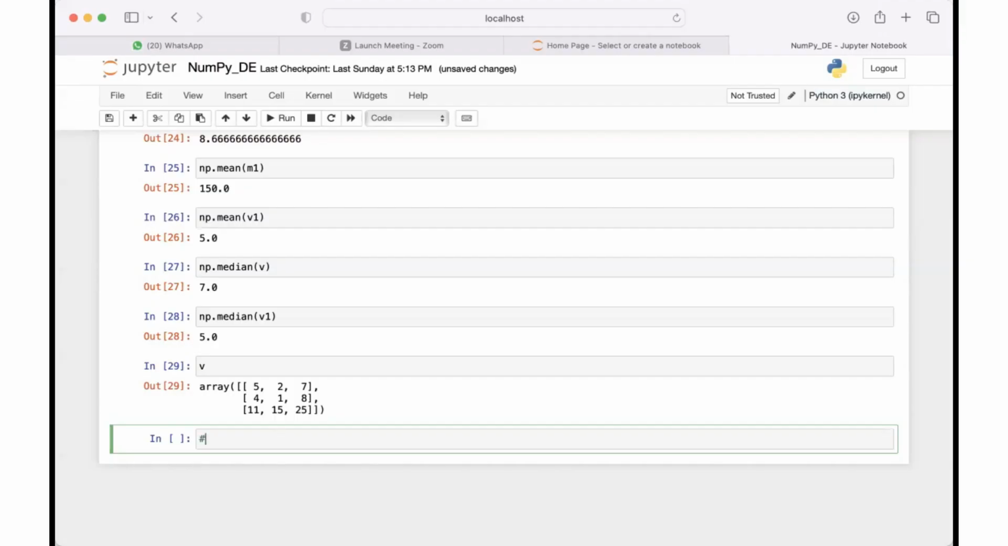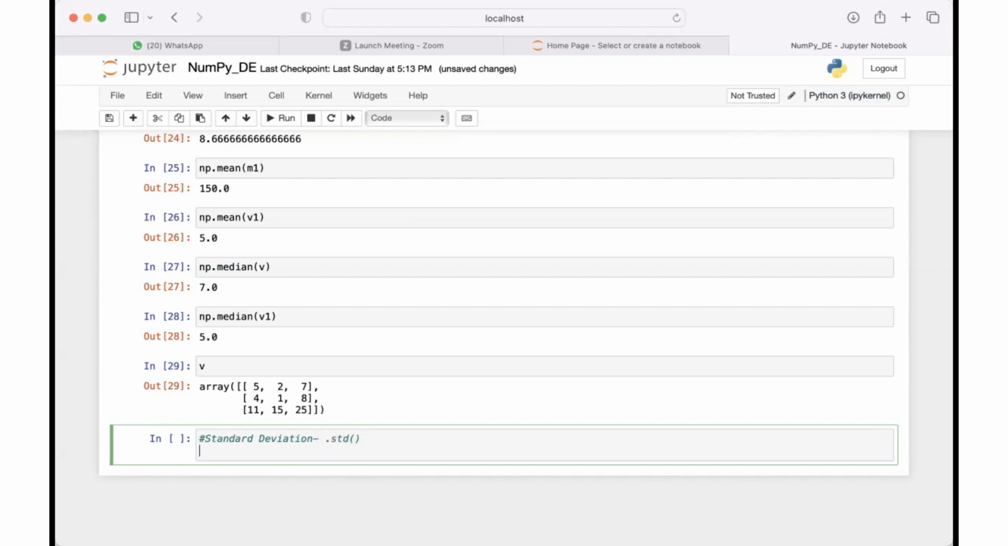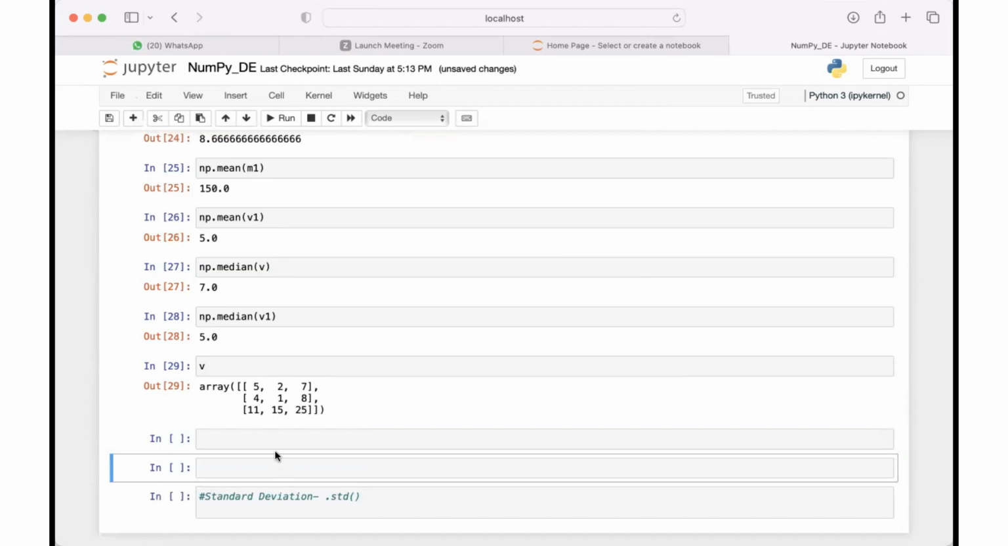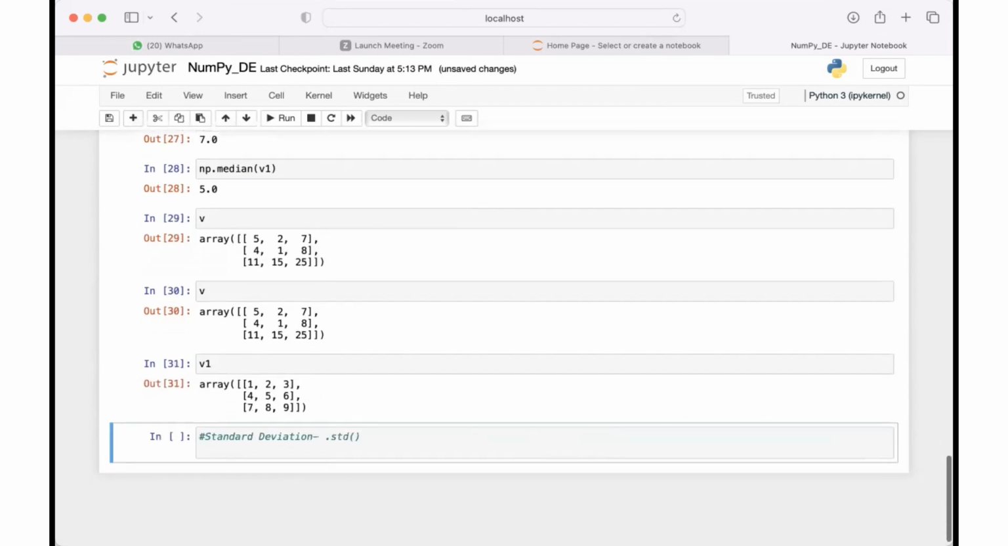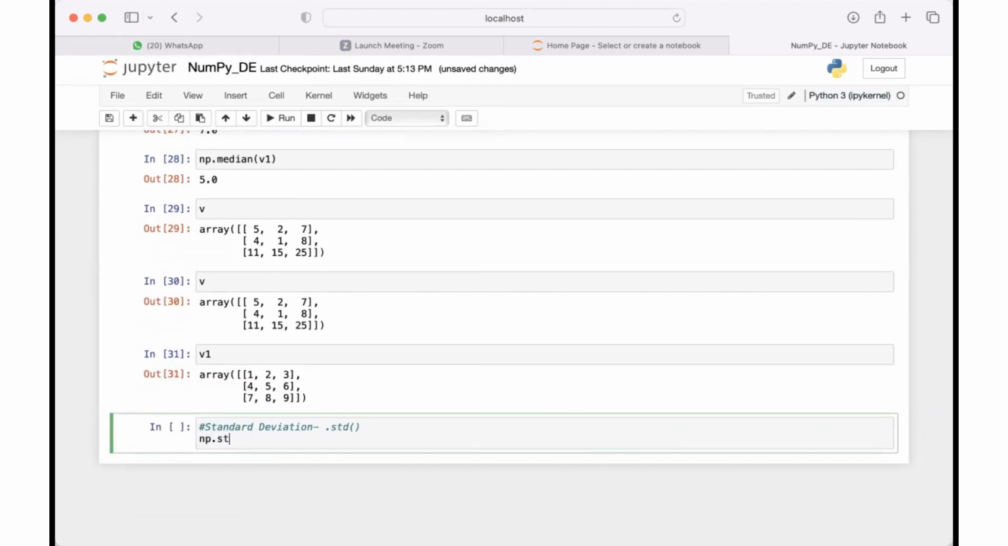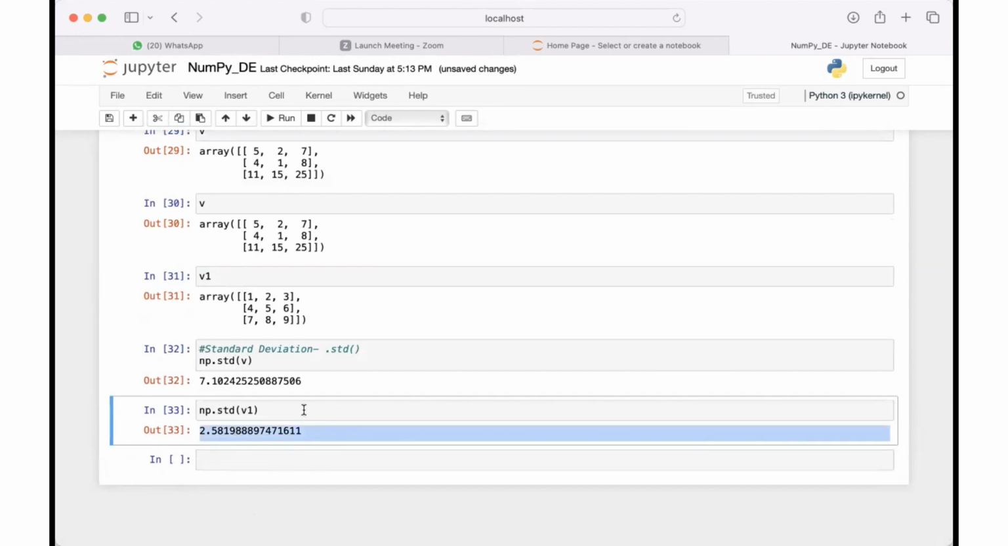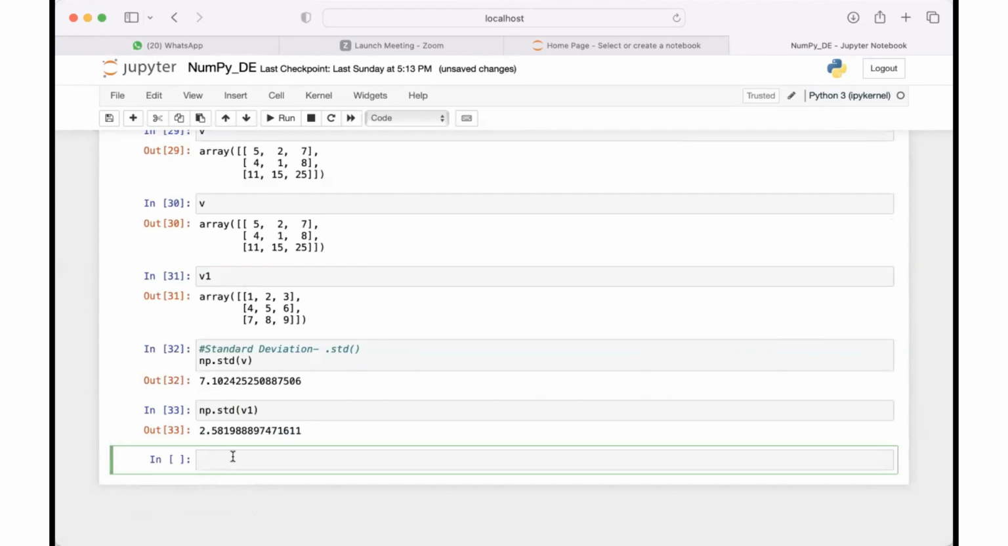We'll take up standard deviation, which is used with the help of the std function. The std function is used to calculate standard deviation. Let's say we have two matrices, V and V1. Let us calculate the standard deviation for V, which is 7.1024, and the standard deviation for V1, which is 2.58.